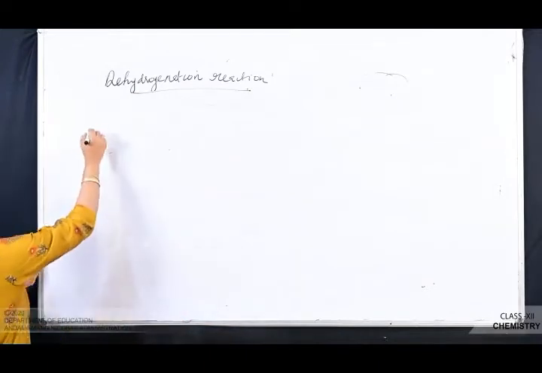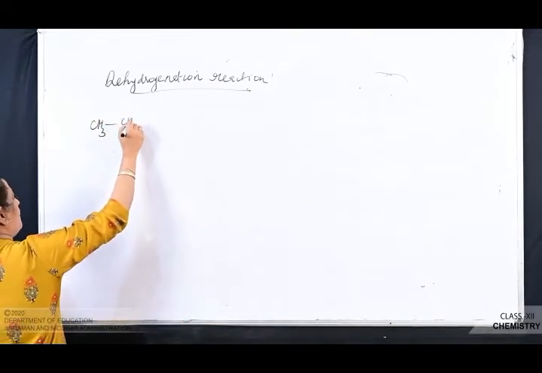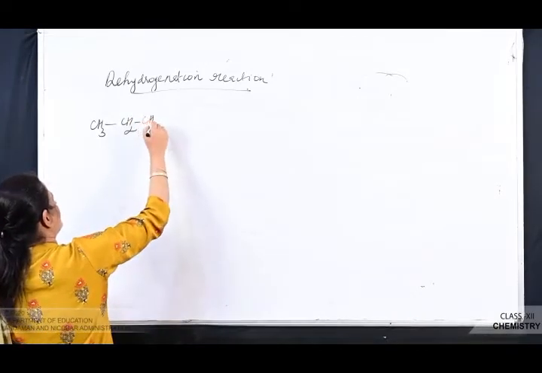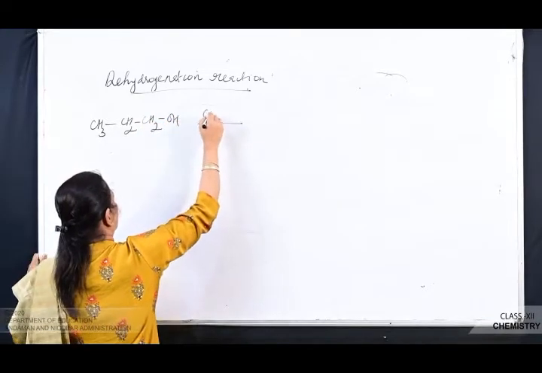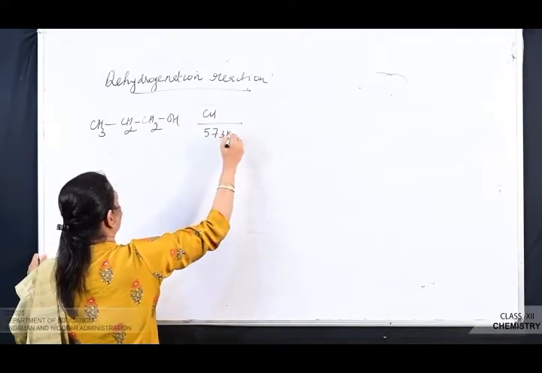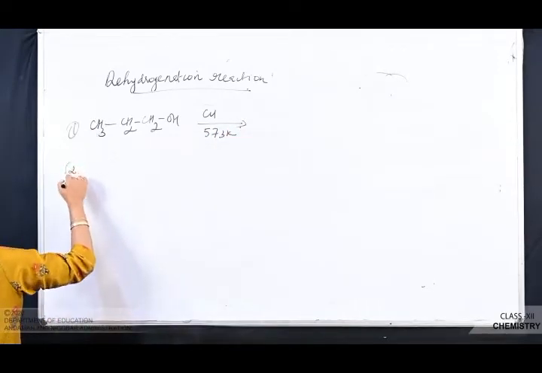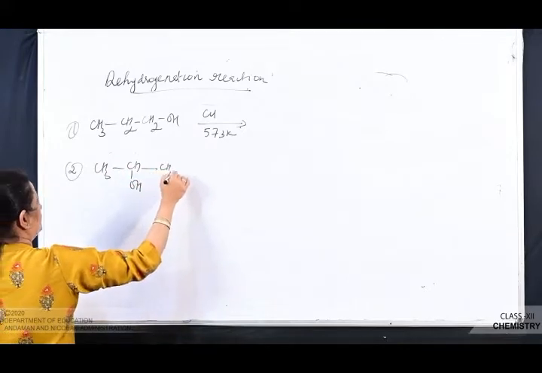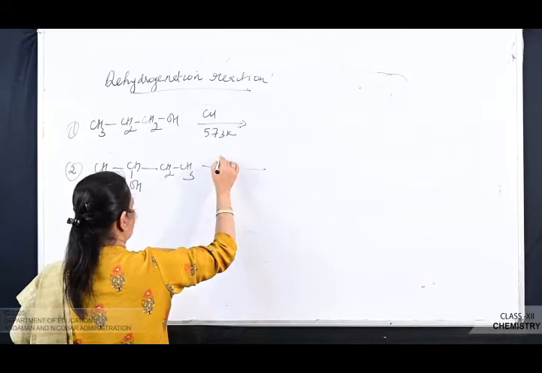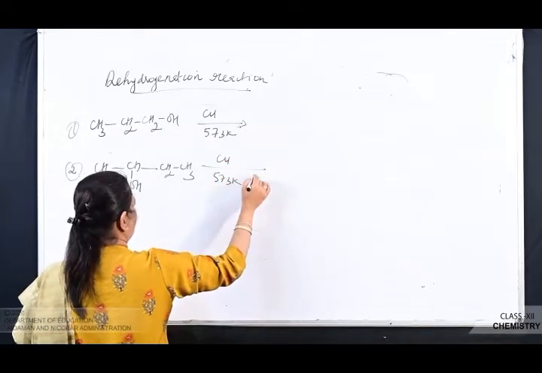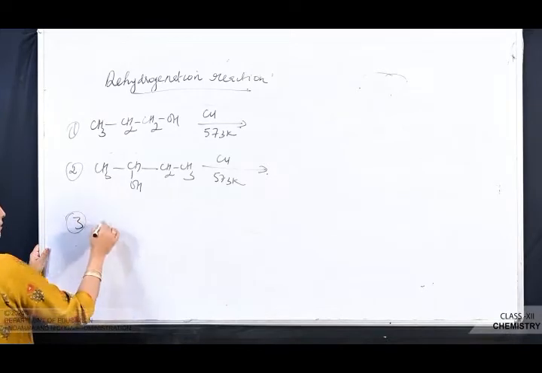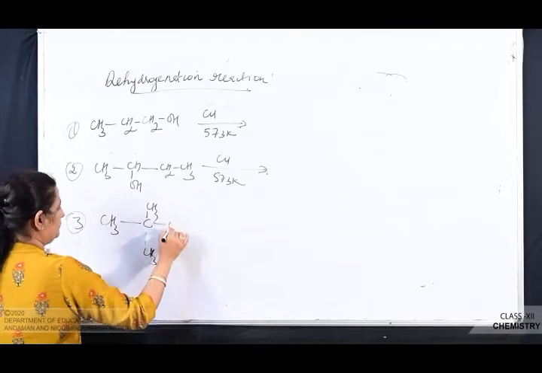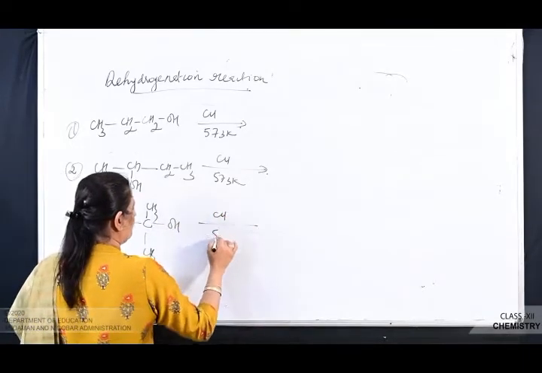Now I am going to write all the three classes of alcohol. CH3CH2OH is a primary alcohol, or I will take another one, CH3CH2CH2OH, propan-1-ol. This I am going to heat with copper at 573 Kelvin. Then second, I am going to take a secondary alcohol, CH3... This also is heated with copper at 573 Kelvin. Then a tertiary alcohol, this is also heated with copper at 573 Kelvin.